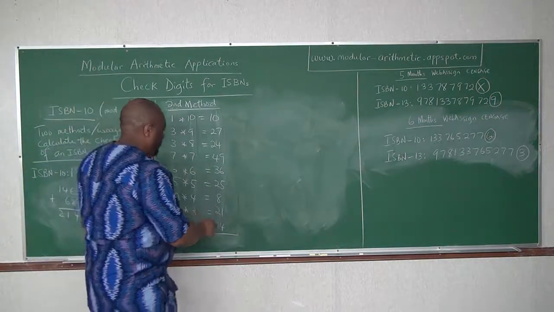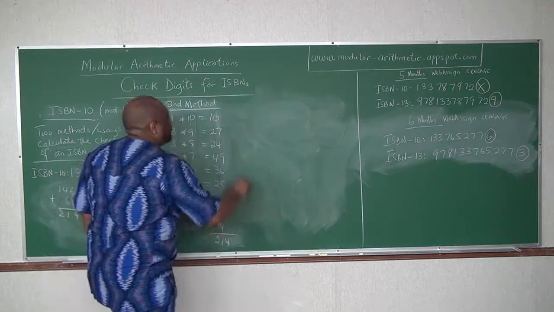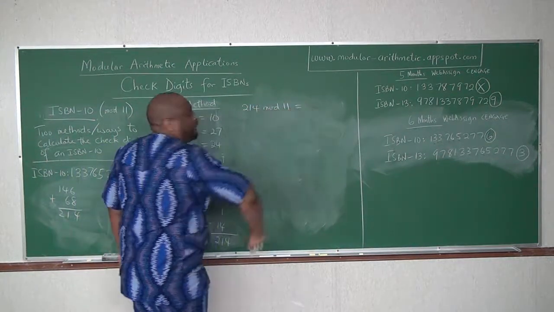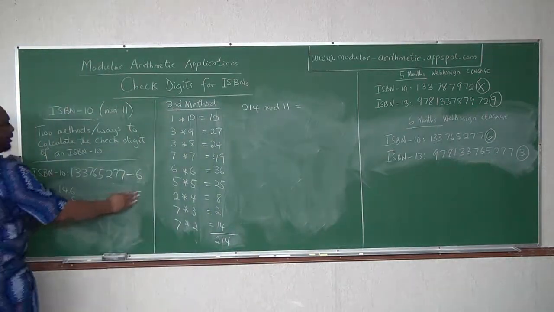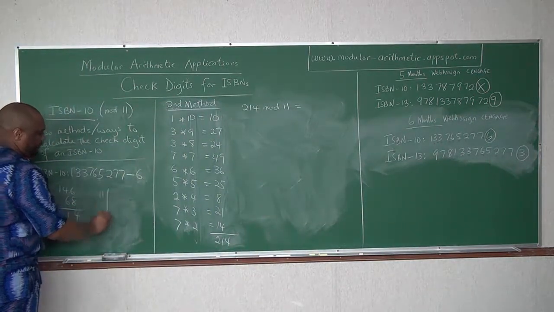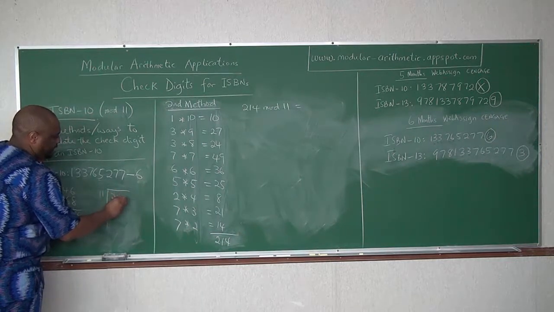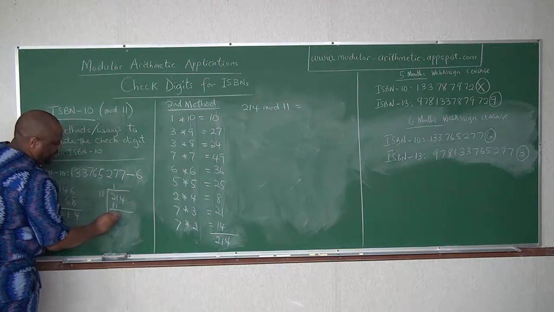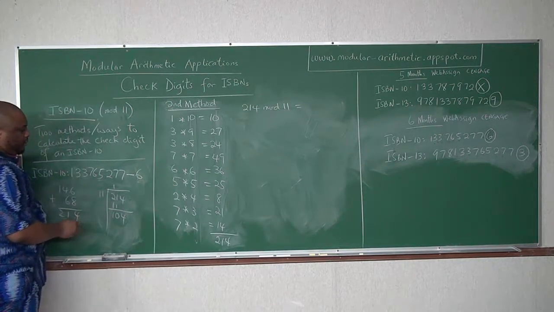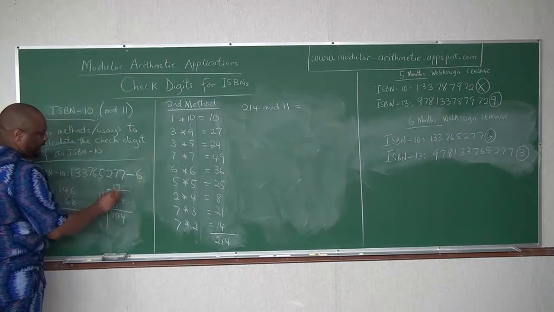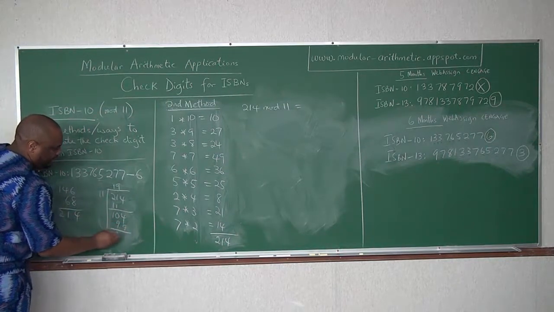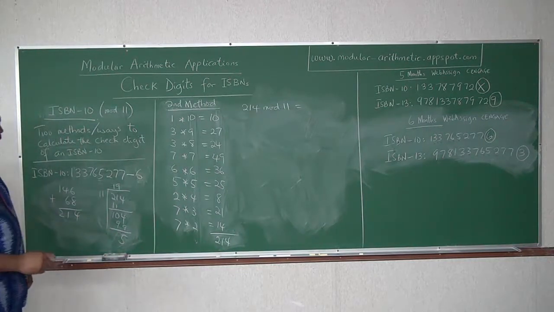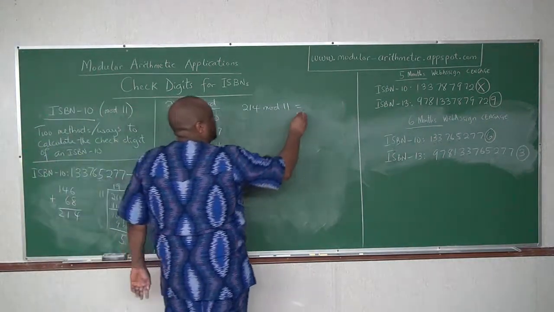So we now do 214 mod 11. 11 divided into 214, we have 1, we have 11, and we have 104, we have 9, 99, and this is 5. Okay? So the modulo is 5. This 214 mod 11 is 5.